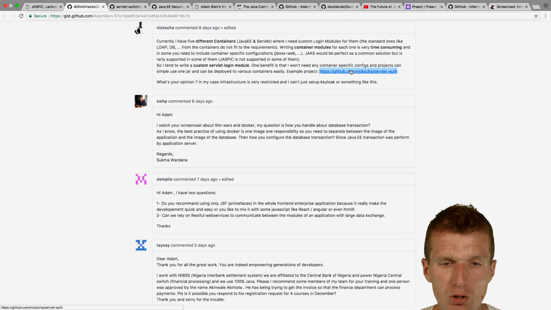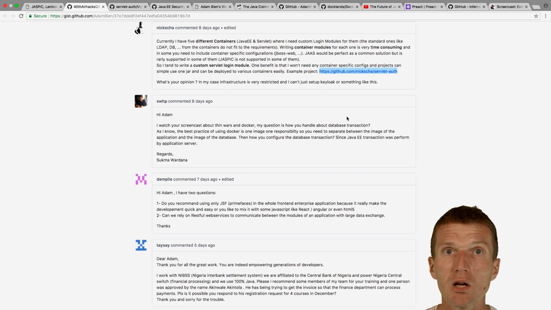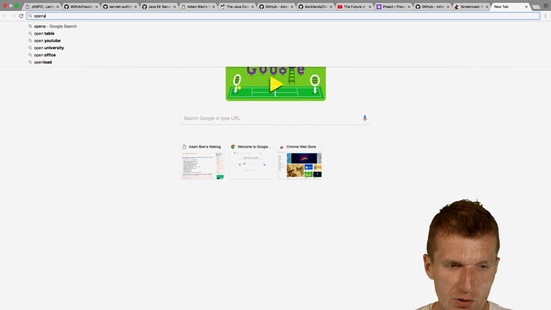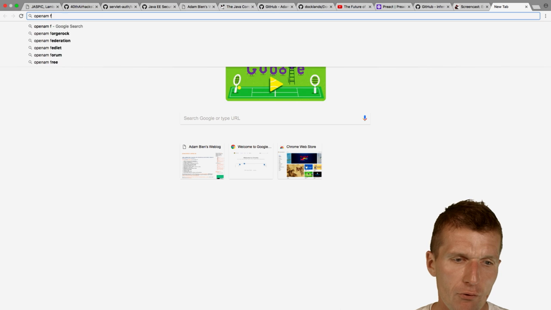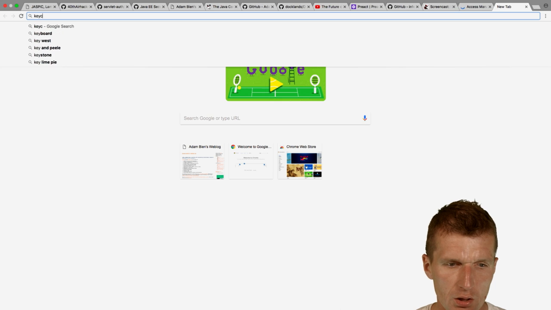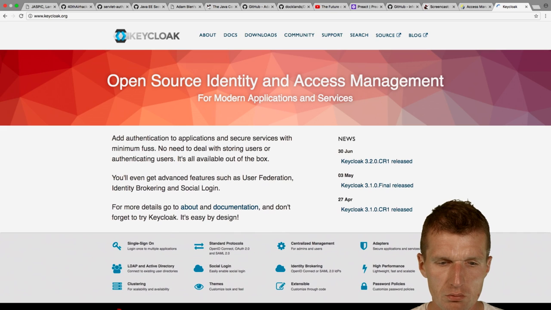And if you need some more power, take a look at Keycloak or OpenAM. OpenAM from ForgeRock. So we had it several times already. ForgeRock. Or, of course, Keycloak. Keycloak.org. Both.